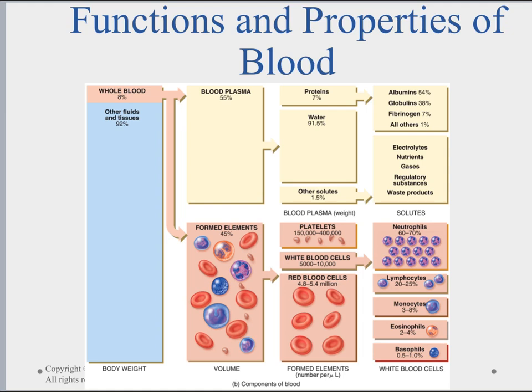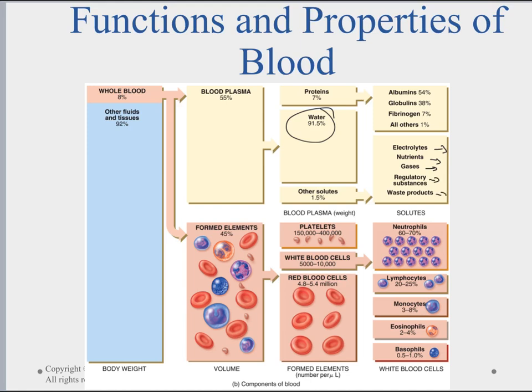So let's look at a table to break down whole blood, what our blood is made up of. Whole blood is 55% blood plasma. So there's that 55% breakdown with our formed elements at 45%. Let's look at plasma. We get 90 to 92% water. We get some other solutes: our electrolytes, our dissolved gases, CO2 and oxygen, some nutrients, regulatory substances, and waste products.